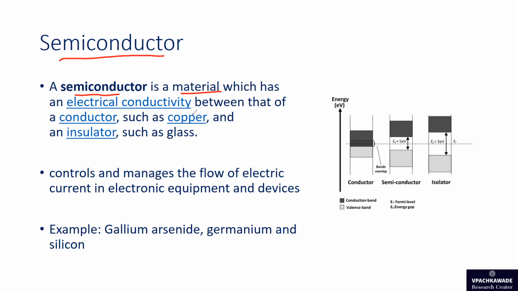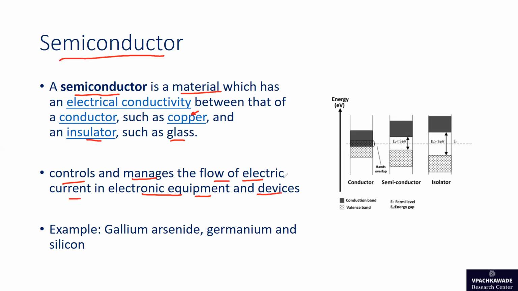We know that conductor materials are such as copper, iron, steel, etc. And examples of insulators are glass, rubber, wood, etc. So a semiconductor is a material which has a conductivity, or say a resistivity, that lies between that of a conductor and an insulator. Semiconductors are used to control and manage the flow of electric current in electronic equipment and devices.